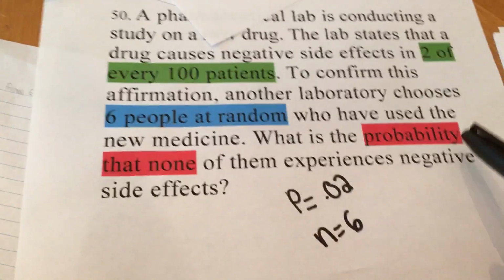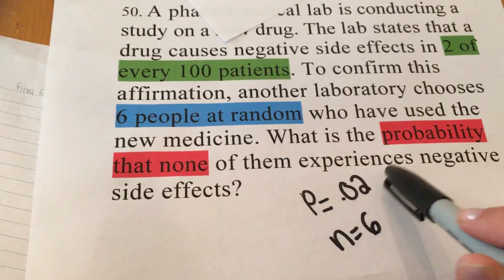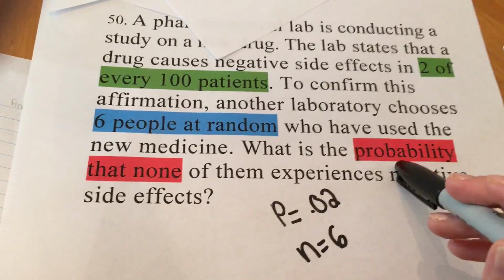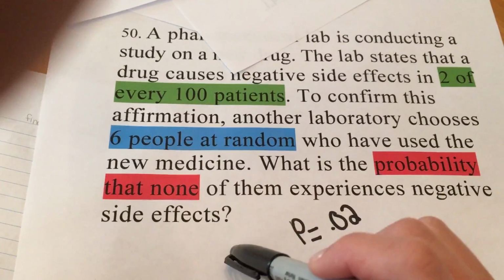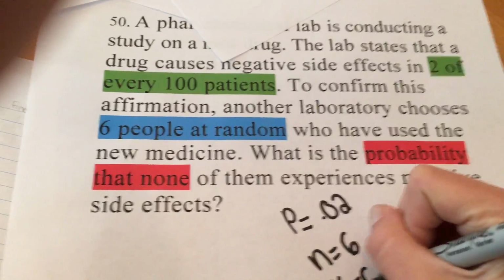And it's asking for the probability that none of the observation group experiences negative side effects. Many of you see probability and think that's our p-value, but in fact this is our k-value because this is what they want as a success. So our k would be 0.